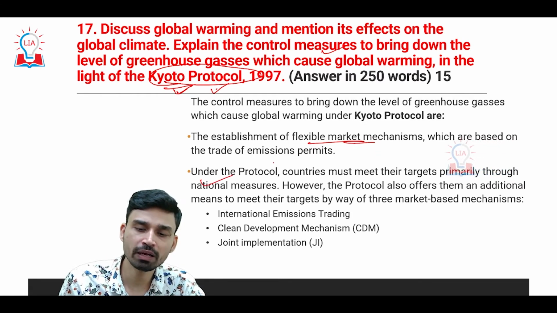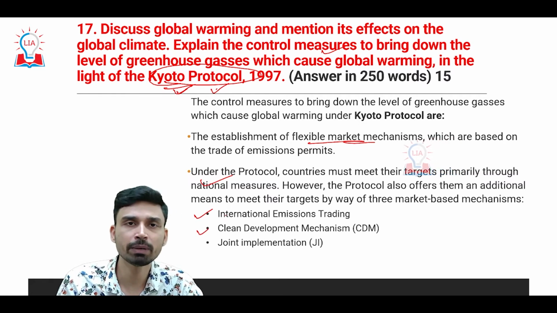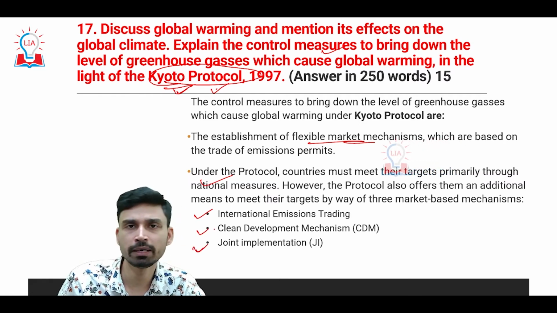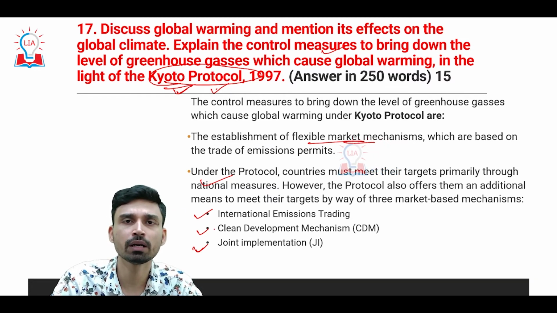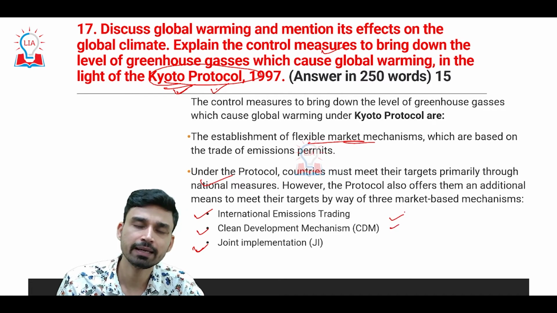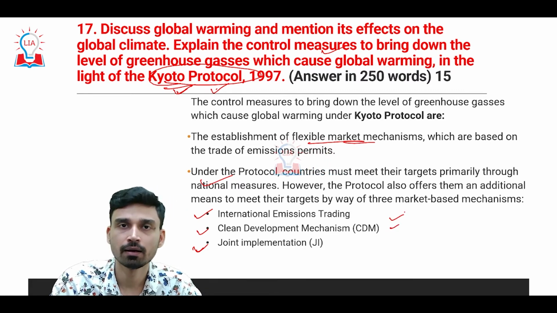So under this protocol, we have three major mechanisms. One is international emission trading, second is clean development mechanism, and third is joint implementation. All of these three you can easily find out, or easily remember if you have studied the environment section, and you can briefly elaborate upon all these three mechanisms.